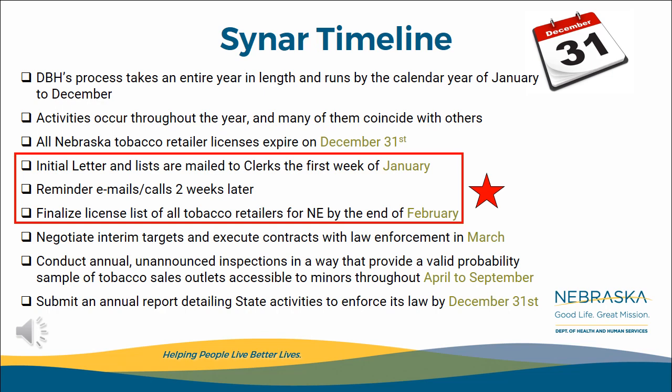In March, contracts are executed with law enforcement. Throughout April to September, annual unannounced inspections will occur in a way that will provide a valid probability sample of the tobacco sales outlets that are accessible to minors. It should also be noted, retailers may be subject to compliance checks outside of Synar. Regions and counties choose to conduct additional tobacco compliance checks throughout the year. The FDA also conducts federal checks as well. The Division of Behavioral Health will then analyze the results of the Synar survey and submit an annual report detailing state activities and the final retail violation rate to enforce its law by December 31st.